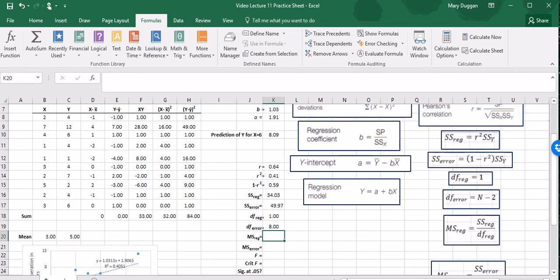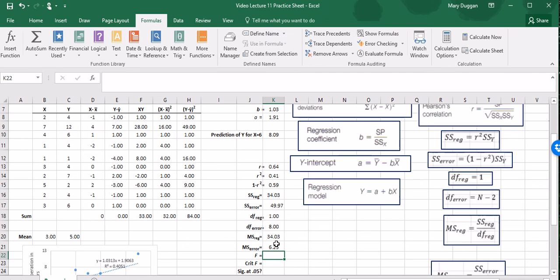And just like we did with analysis of variance, the next step is to calculate our mean squares, which are simply our sum of squares divided by our degrees of freedom. Easy, easy. So here we go. Our mean squares for regression is going to be equal to our sum of squares for regression over our degrees of freedom for regression. And mean squares for the error is going to be the sum of squares for error over the degrees of freedom for error.